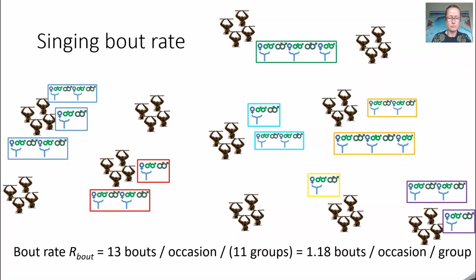that the average bout rate is 1.18 bouts per occasion per group. This is simply done by counting up the number of bouts and dividing them by the length of the occasion and by the 11 groups. So this gives us 1.18 bouts per occasion per group.